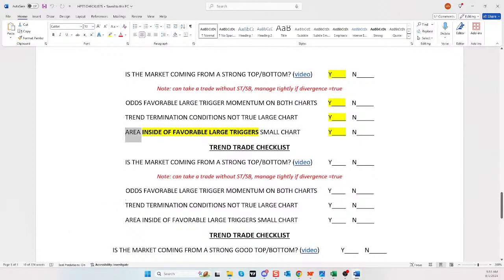Use the exact verbiage. Area inside a favorable large trigger, small chart. And what you'll find is that it's the words that get you focused on what it means to have the rules met.